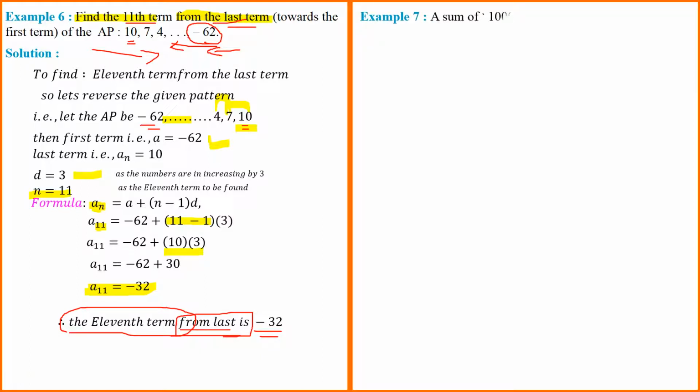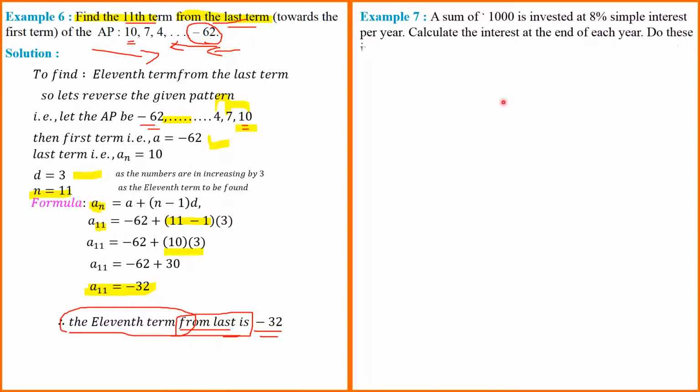Okay, coming to the next question. A sum of rupees 1000 is invested at 8% simple interest per year. Calculate the interest at the end of each year. I repeat, calculate the interest at the end of each year. Do these interests form an AP?